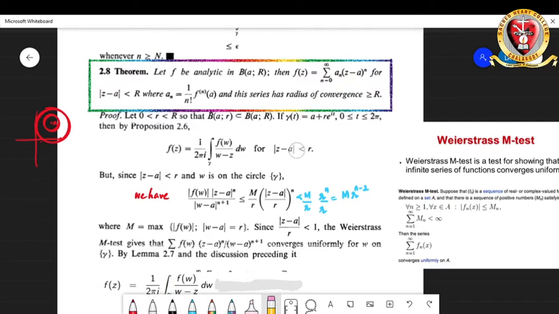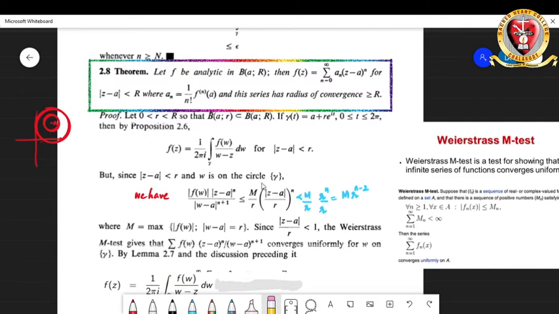Now, since modulus of z minus a is strictly less than r and w is lying on the boundary of the circle gamma, we have something useful. We are going to take the modulus of f of w into (z minus a) the whole raised to n, divided by (w minus a) the whole raised to n plus 1. Consider this.